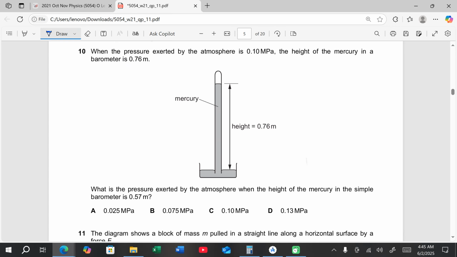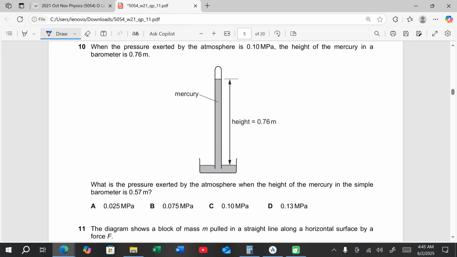When the pressure exerted by the atmosphere is 0.1 megapascals, the height of the mercury barometer is 0.76. What is the pressure exerted by the atmosphere when the height of the mercury in a simple barometer is 0.57? So first of all, let's find out the density. Since the atmospheric pressure was given, which is 0.1 into 10 to the power of 6, and density is unknown, g is 10 and height was 0.76. So let's use our calculator and see what the density is.